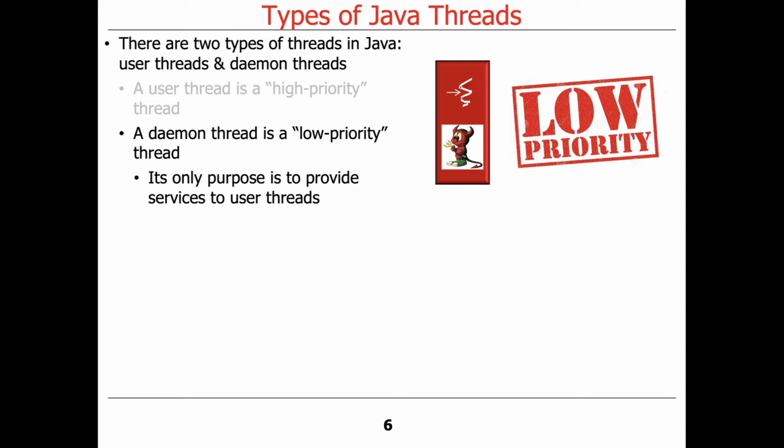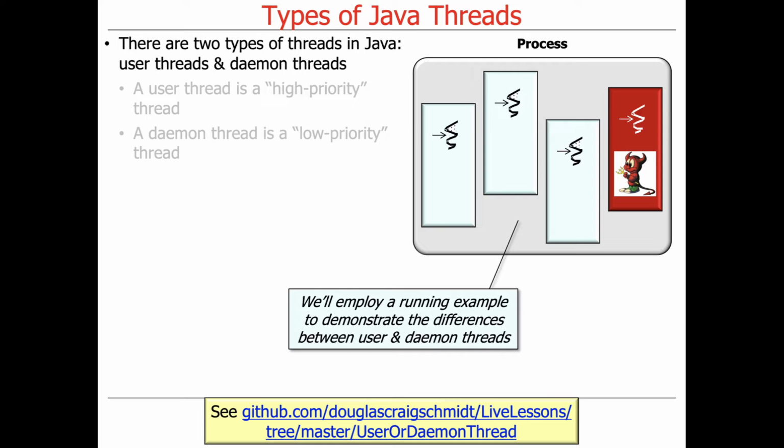In contrast, a daemon thread is a low priority thread. And its only purpose, or their only purposes, because there's sometimes more than one of them, is to provide services to user threads in the background. We're going to take a look at an example here called user or daemon thread, and I'll walk through that example and show you the differences between user threads and daemon threads.